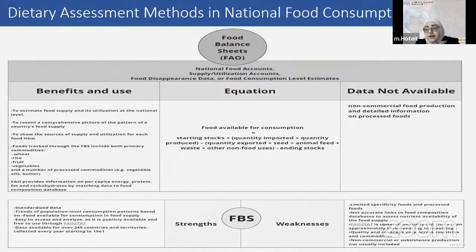The good news is that the FAO now provides information on per capita energy, protein, fat, and carbs by matching data to food composition databases. And also several efforts have been made to match FBS to energy, macronutrients, and a full range of vitamins and minerals. And despite some of the limitations, one of their key strengths is that they are free, available data sources, and provide publicly available proxy information on the trends of population level consumption patterns, which is based on food available for consumption in the food supply.